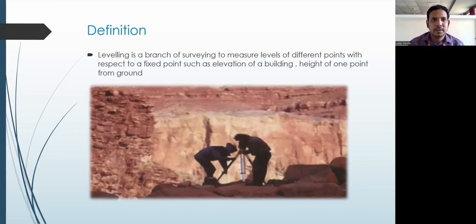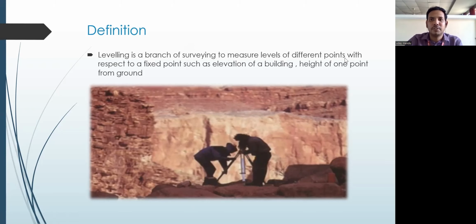So leveling is a branch of surveying which measures the different levels of the points with respect to the fixed point. Means it is an art of determining the relative position of two different objects in the vertical plane. We have already seen the definition of surveying. Surveying is an art of determining the relative position of two different objects in the horizontal plane. But here in leveling, it is an art of determining the relative position of two different objects in the vertical plane.